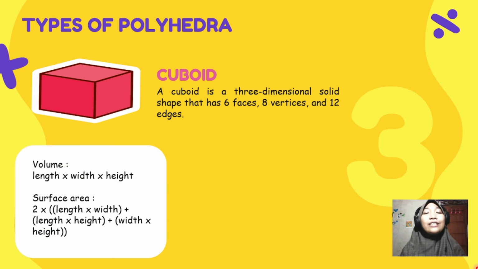The next is cuboid. A cuboid is a three-dimensional solid shape that has 6 faces, 8 vertices, and 12 edges. The formula for the volume of a cuboid is length times width times height. And then the formula for the surface area of a cuboid is 2 times (length times width) plus (length times height) plus (width times height).